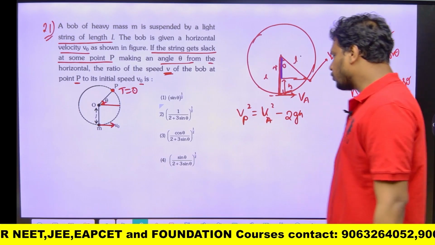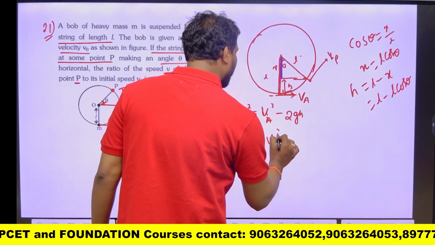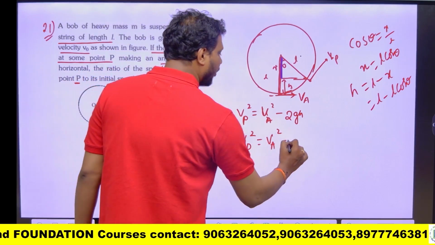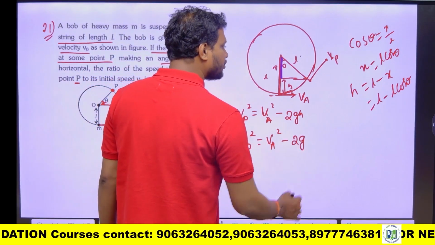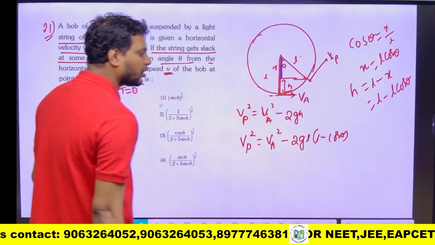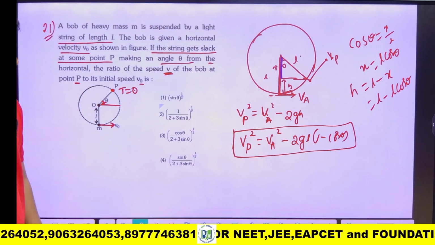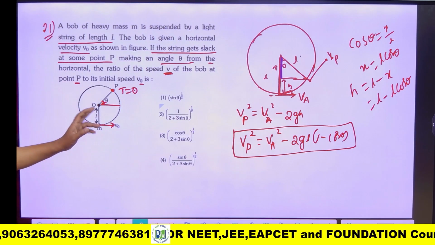If you substitute this value, then the velocity at point P squared is equal to the velocity at the bottom squared minus 2g into the h value, L into 1 minus cos theta. Actually, this is the shortcut formula to find the velocity at any point. Based on this, now I am going to do this problem.